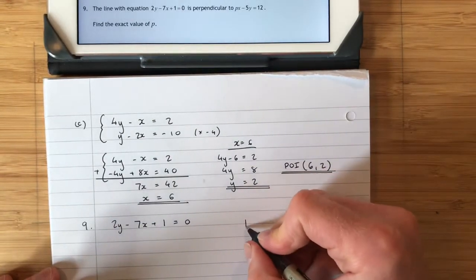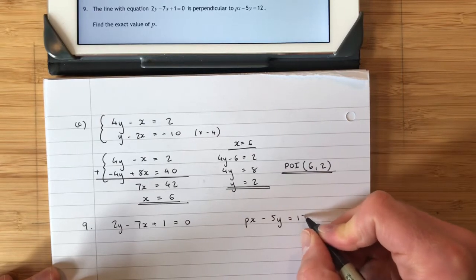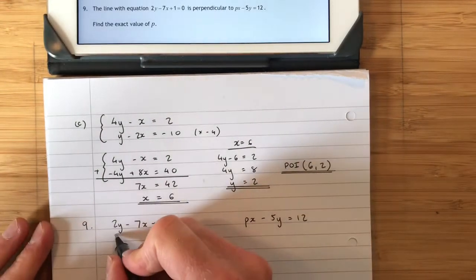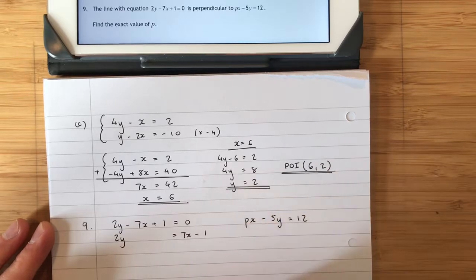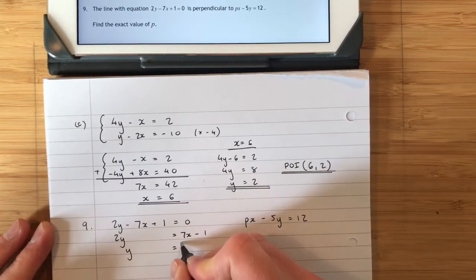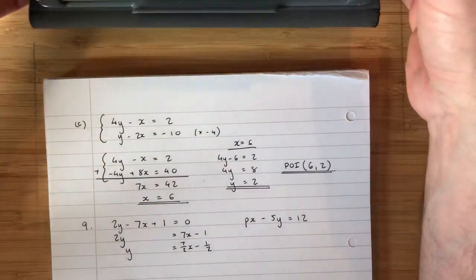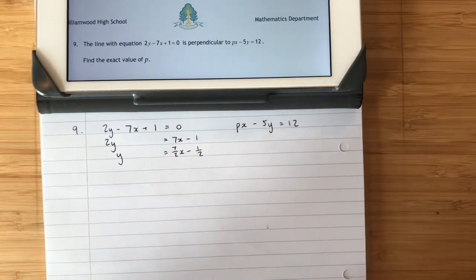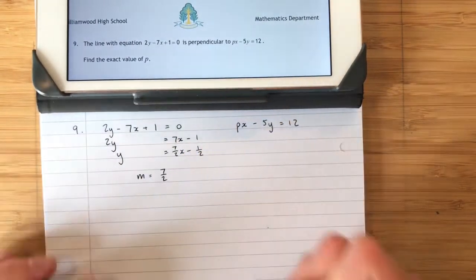So I've got two lines, and your temptation should be to write the two of them down. And I'm actually going to rearrange them both to find the gradient of each. So this one becomes 2y equals 7x minus 1. So y equals 7 halves x minus a half. So the gradient of this line is 7 halves.